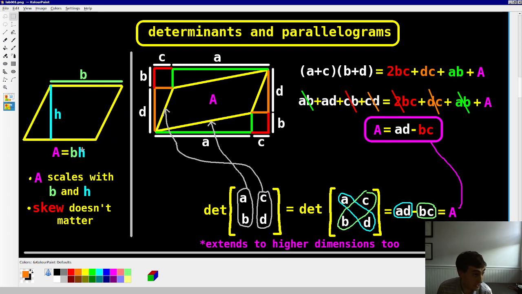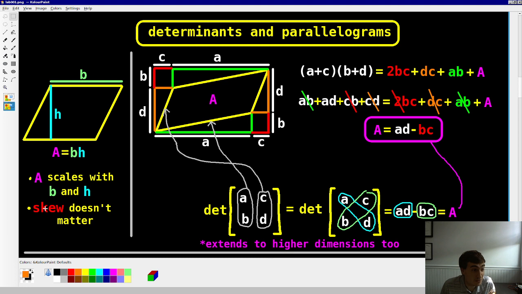The cool thing about these shapes is that the area is only a function of base and height. The angle doesn't matter. So let's say you increased h by a factor of 3. Well, then the area would increase by a factor of 3, exactly. And if you increase the base, this length here, by a factor of pi, the area would go up by a factor of pi, exactly. Not approximately, exactly, that's how it's defined. This is what it is.